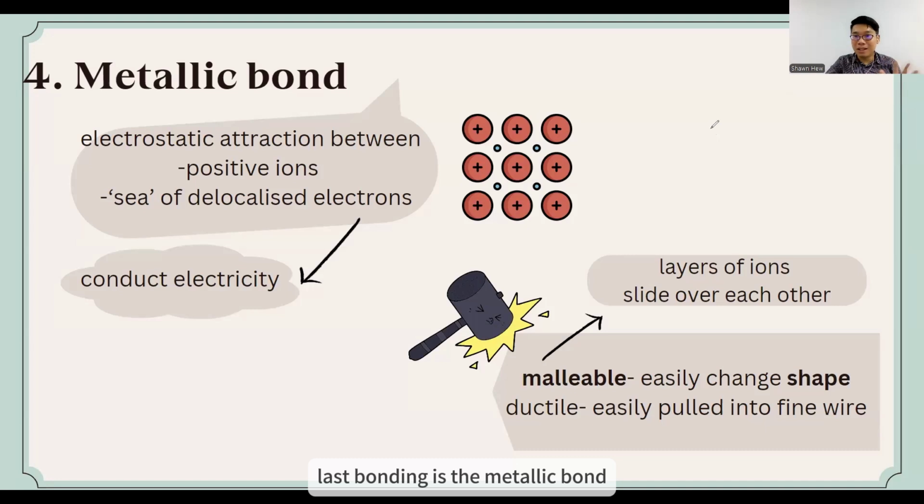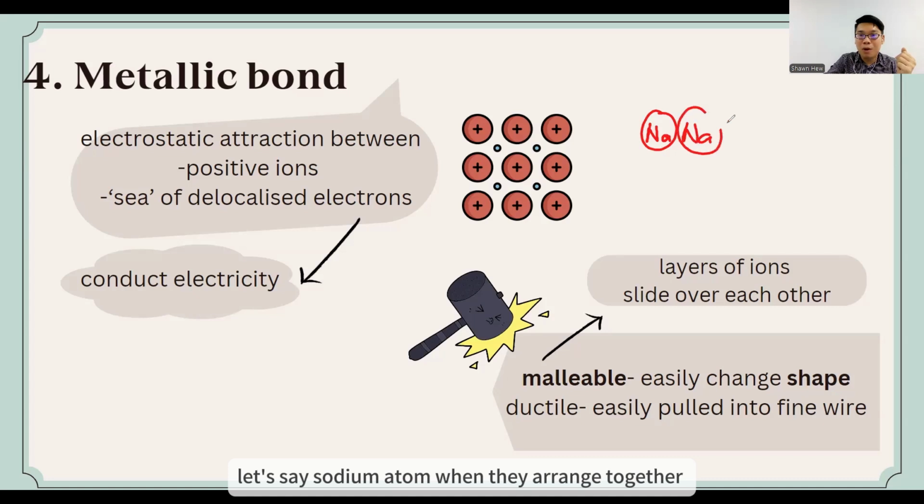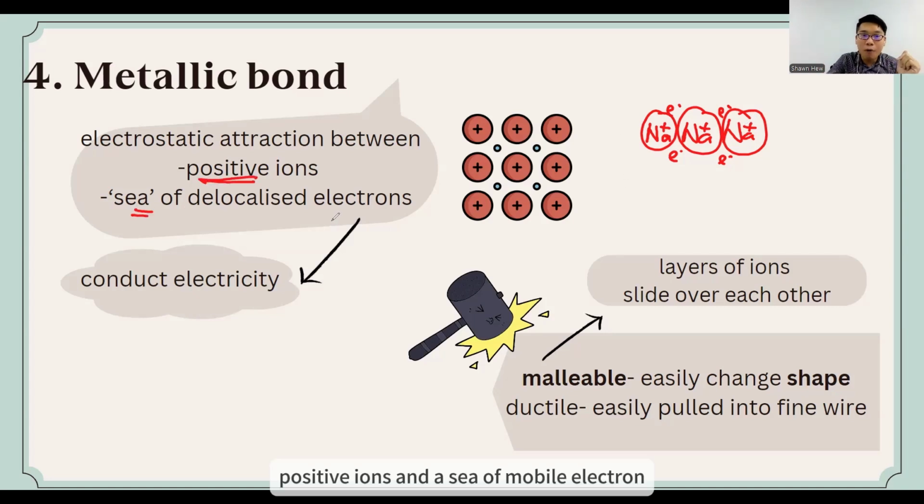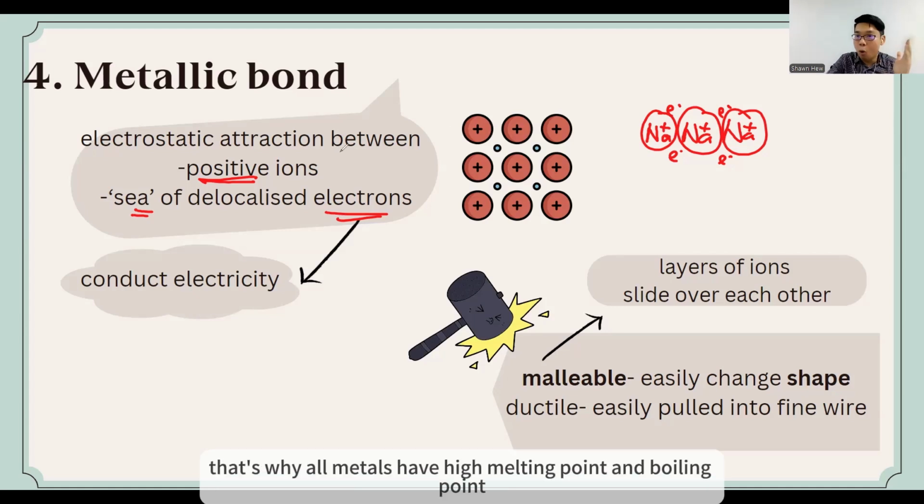Last bonding is the metallic bond. In metallic bonds, metals do not gain electrons, do not lose electrons, and do not share electrons. Let's say sodium atoms, when they arrange together, the outer shell electrons will come out and form a sea of electrons, and then the sodium atoms will form positive ions. So all metals have this structure, positive ions and a sea of mobile electrons. This positive charge and negative charge have very strong electrostatic forces. That's why all metals have high melting and boiling points.